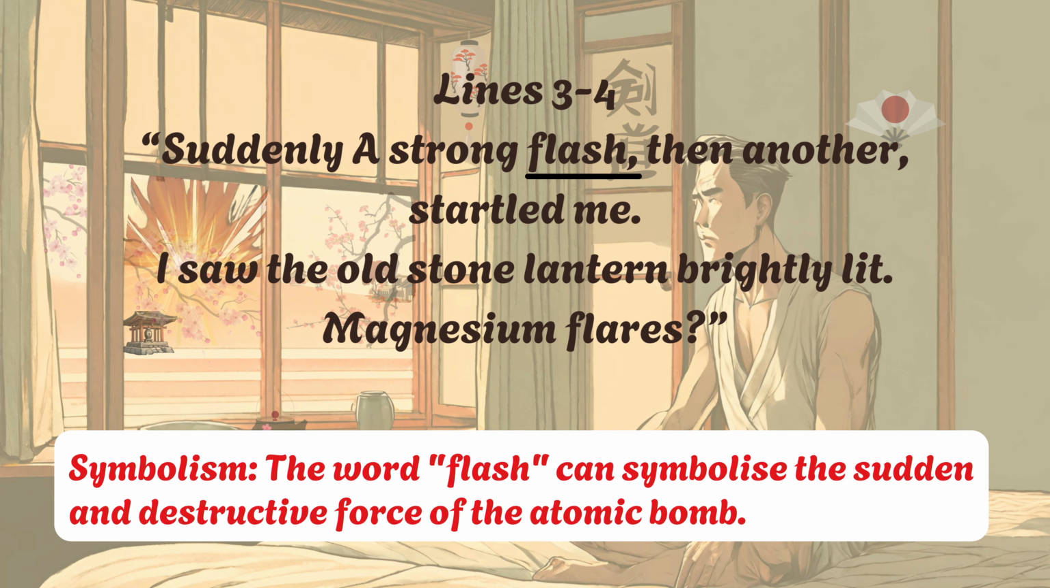Next line. Suddenly a strong flash, then another, startled me. I saw the old stone lantern brightly lit. Magnesium flares. So the first part of this phrase is an example of symbolism. We know that symbolism refers to using one thing to represent something else. For example, a red rose might symbolize love. Okay, similarly, here the word flash can symbolize the sudden and destructive force of the atomic bomb.